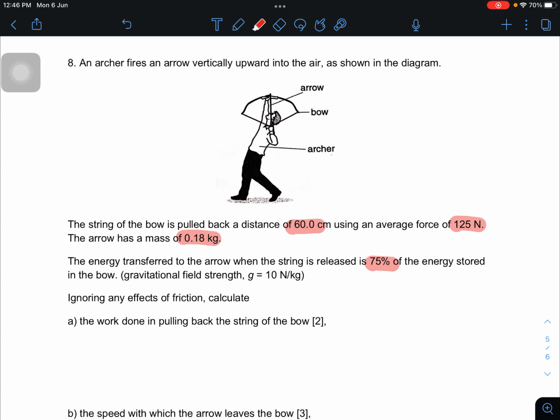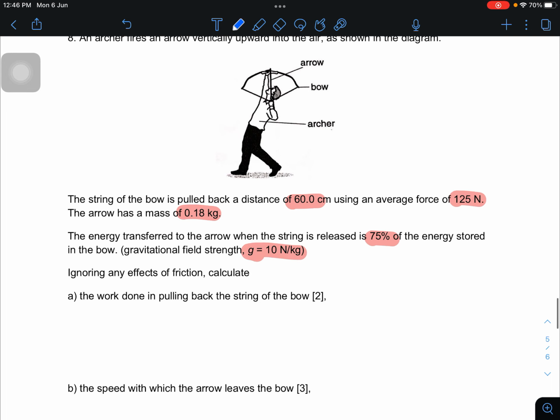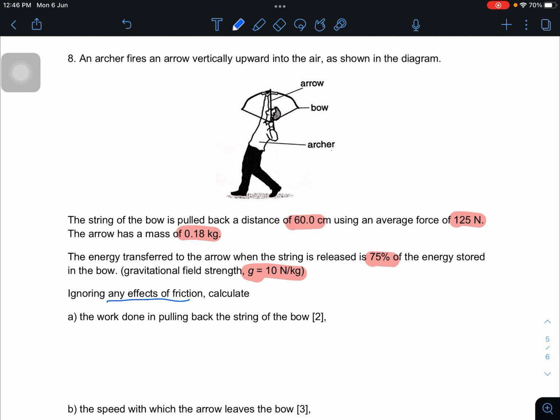So remember, not all the energy contained in the bow after you stretch it is being transferred to the arrow. Only 75% is. The other 25% is probably lost through the vibration of the bow itself, etc. G field strength is 10. They want you to ignore the effects of friction. Calculate the work done in pulling back the string of the bow.